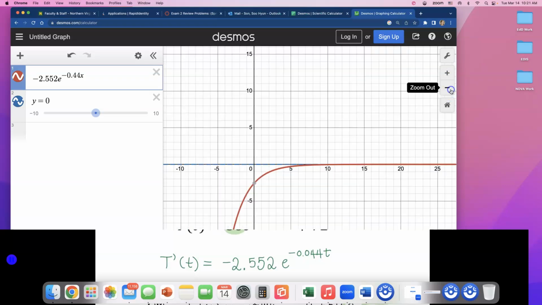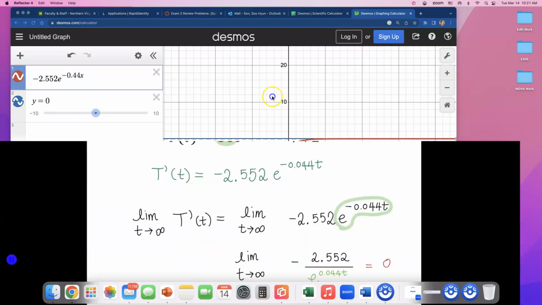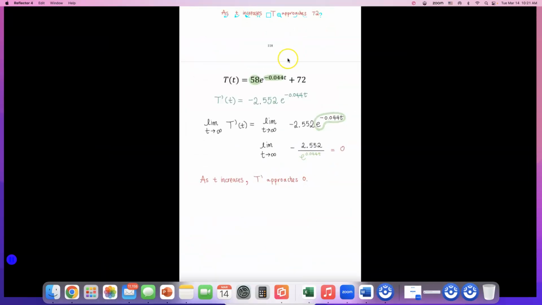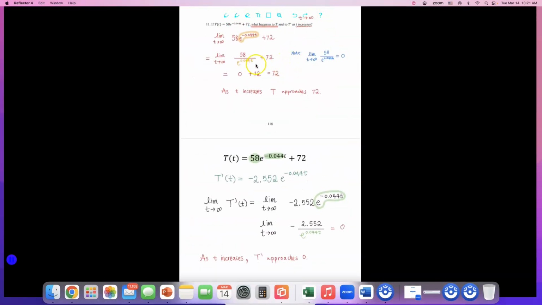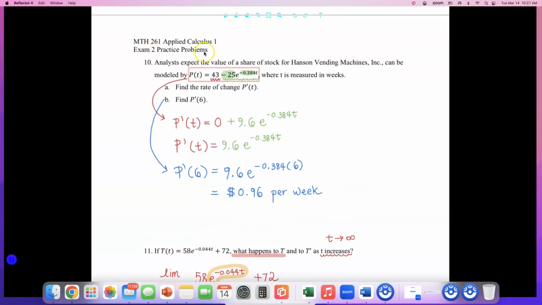So we were right about this conclusion, assuming this is the right derivative and we got the right derivative. So that's how you can answer this question. And this one was question 11 on exam 2 practice problems.